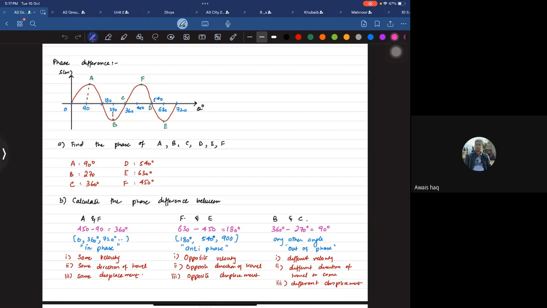But then any other angle than these two, which means 0, 360 or 180, any angle other than these, you will see that they're out of phase, which means they will be different, but not exactly the same, not exactly opposite. So you guys need to remember this. Anyway, if you have any questions about it from the last lecture, do let me know. Otherwise, I'll just want to go forward.